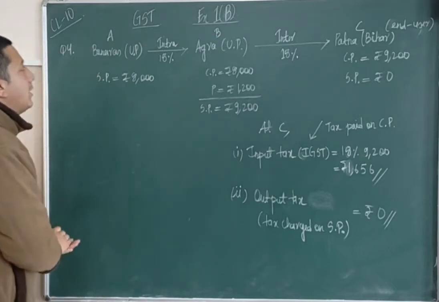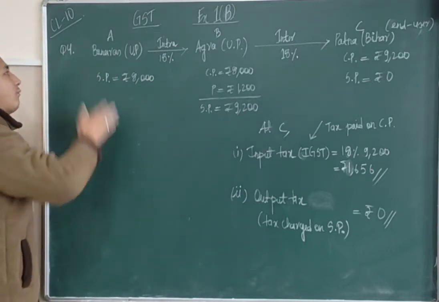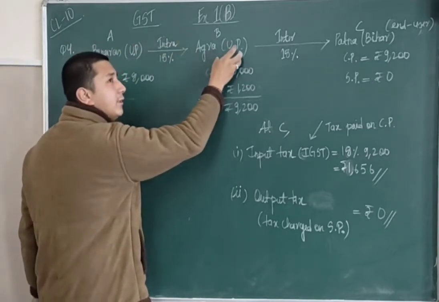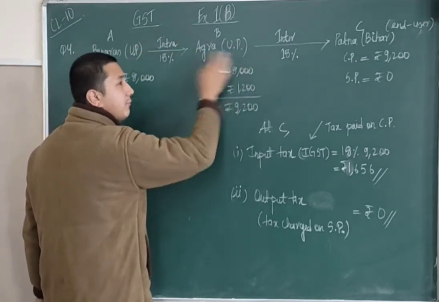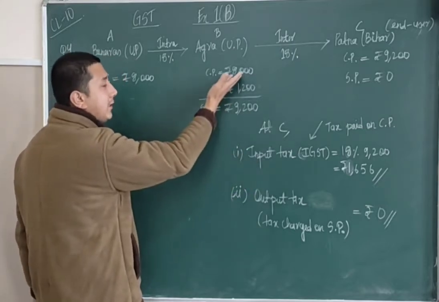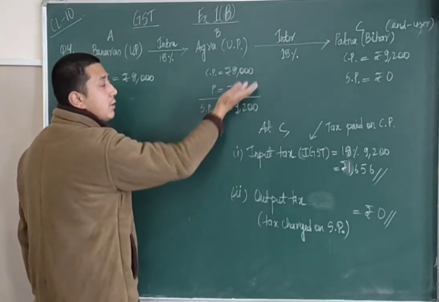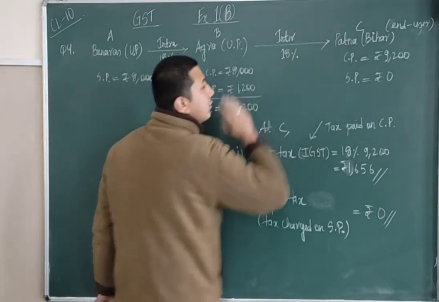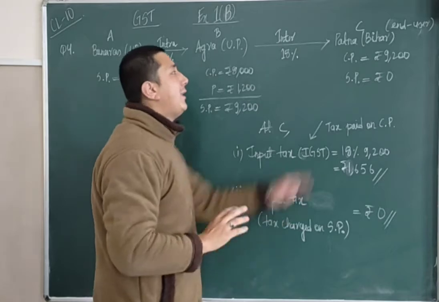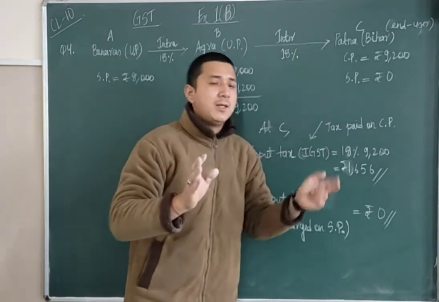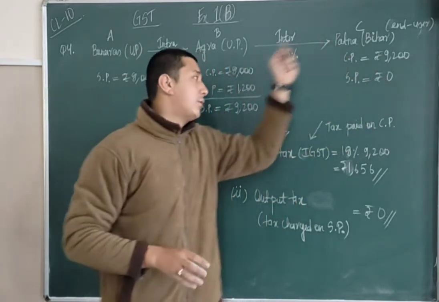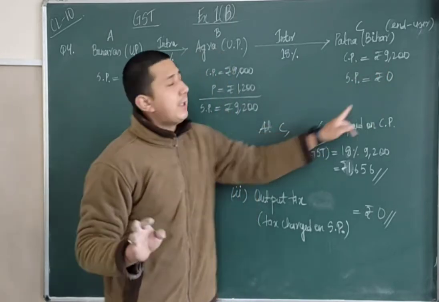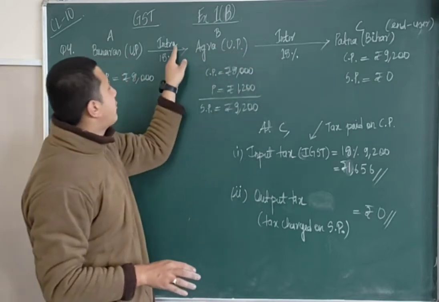Once again I repeat, a product is sold from A to B at 8,000. At B he keeps it for some time, and he sells at a profit of 1,200. So his total selling price is 9,200 to dealer C. Now this C keeps the product with him. He does not sell it further. So his cost price is 9,200. His selling price is 0. Please note down the cases, intra and inter.